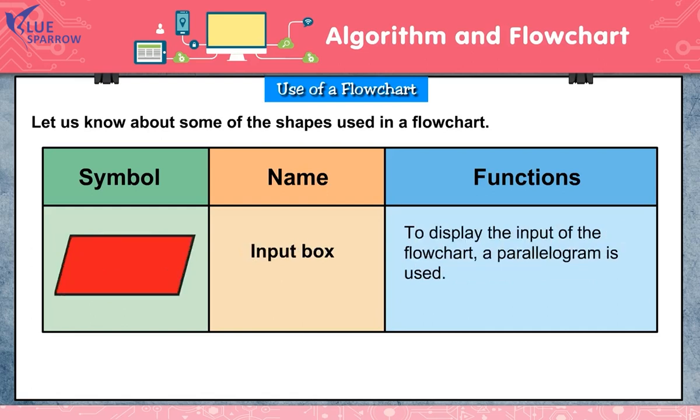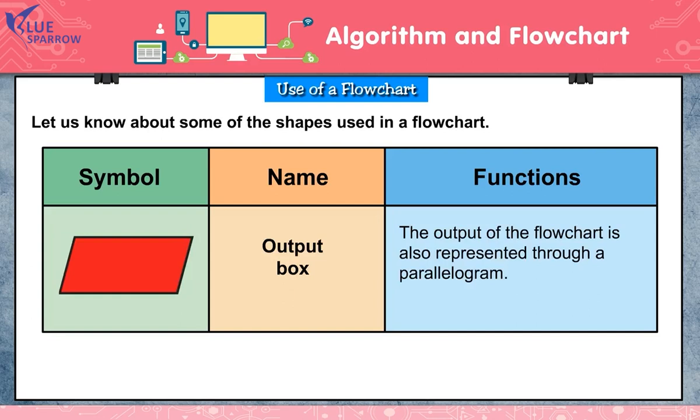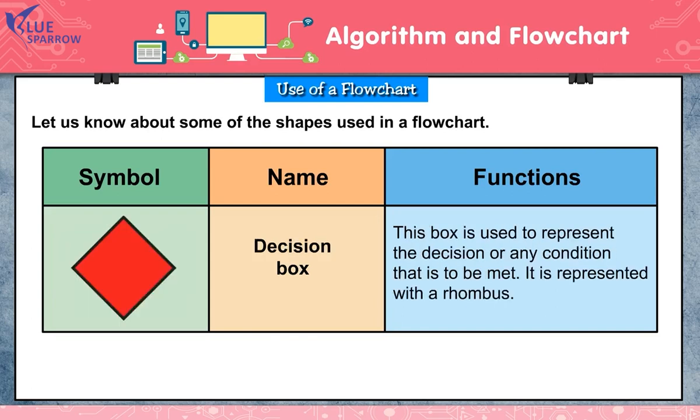Input box. To display the input of the flowchart, a parallelogram is used. Processing box. The processing of the flowchart is shown by a rectangular box. Output box. The output of the flowchart is also represented through a parallelogram.